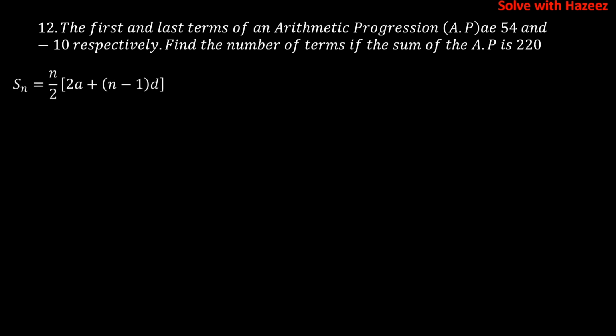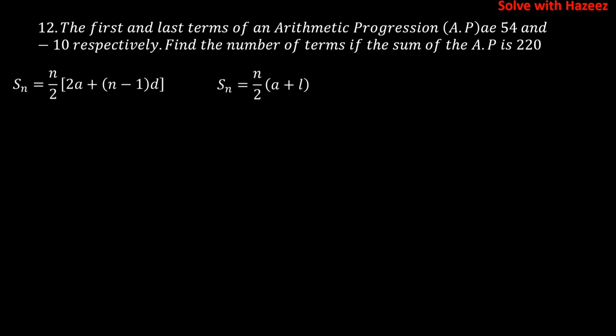The first method is Sn is equal to n over 2 open bracket 2a plus open bracket n minus 1 d. So here, if you are given the first term, which is a, then the number of terms, which is n, then the common difference, we are going to be using this method. And the second method is Sn is equal to n over 2 open bracket a plus l, where n is the number of terms, a is the first term, and l is the last term.